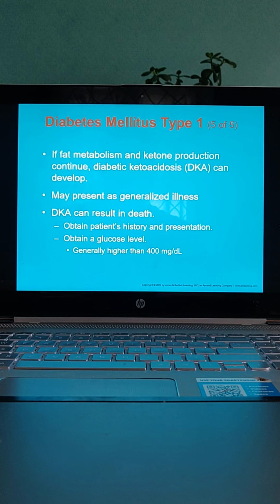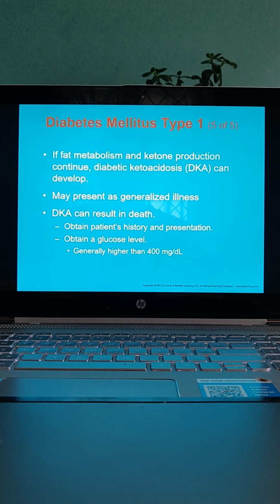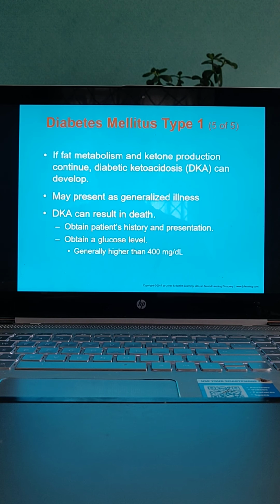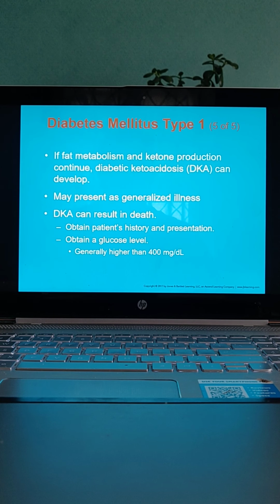Obtain your patient's history and presentation. Obtain a BGL level. Usually somebody at this level, when you do a BGL, is going to show that they're over 400. Like I said, normal is between 80 and 120. If somebody's at 180 or 200, they're not going to be in a life-threatening situation. But when the BGL gets up to 400, 450 and higher, that's when they're going to be in this situation, which is not good at all.